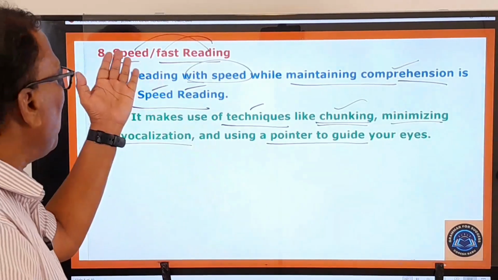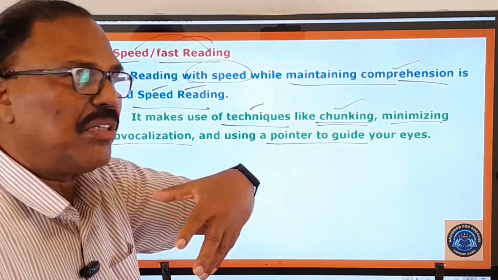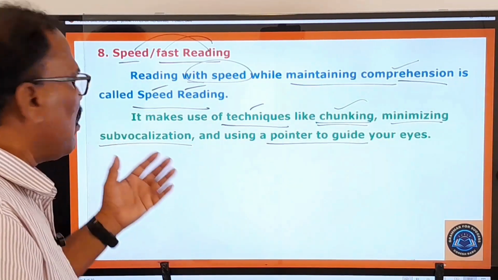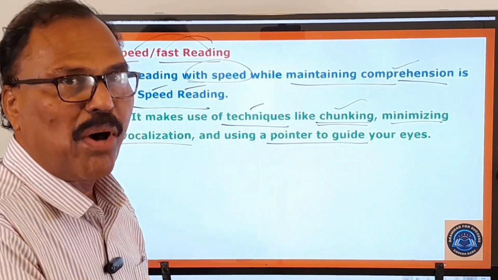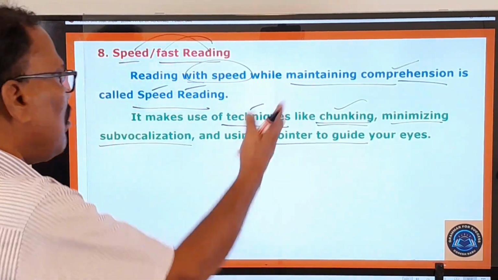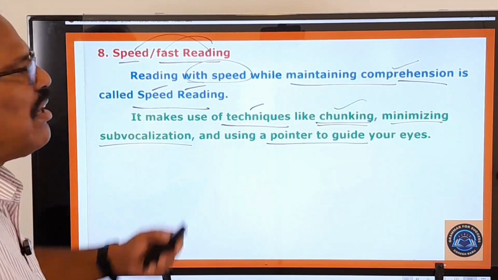When you take up fast reading or speed reading, you make use of these techniques. You read in pieces together. You make use of subvocalization, only lip movement will be there, and also you make use of the pointer to guide your eyes. So all these techniques you make use of while you are doing speed reading or fast reading.